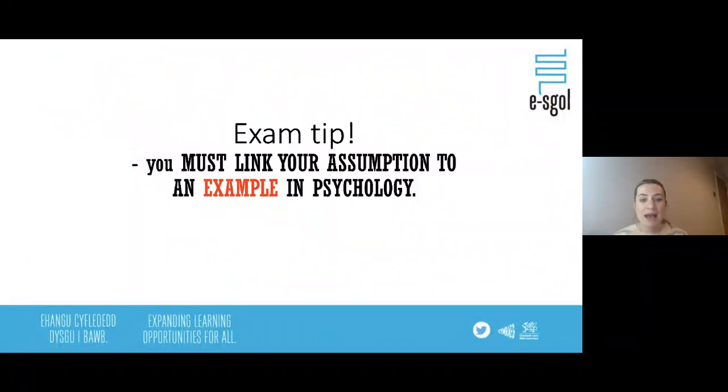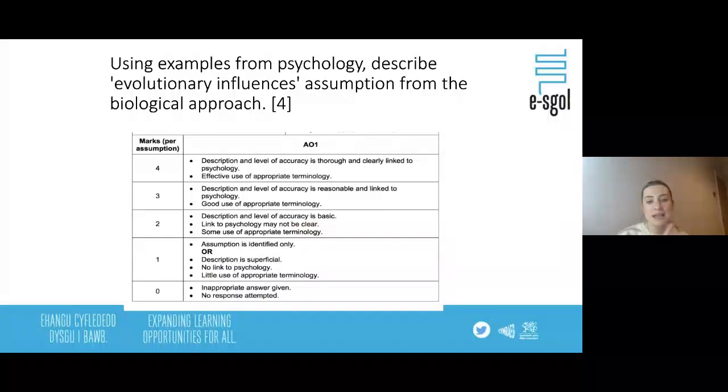Okay, so having a look then at some exam style questions. So with the assumptions of the approach, take this question, for example. It says, using examples from psychology, describe evolutionary influences assumption from the biological approach. Now, if I were you, I would think, okay, without looking at my notes, without looking at my revision, I'm going to write down everything I know about the evolutionary influences assumption. And then once I've got everything down that I know, I'm then going to construct a question for it.